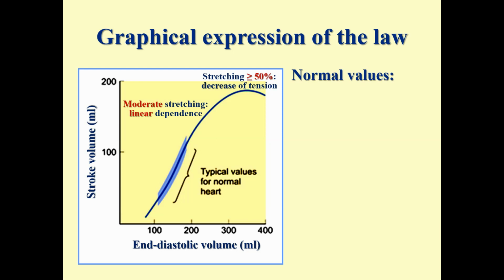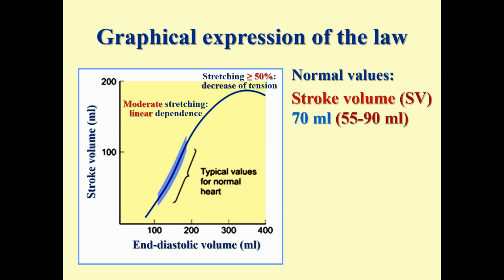But now let's recall main values for the heart. Stroke volume that serves as the index of strength of contraction. Absolute index is stroke volume, which is 70 milliliters on average and may vary from 55 to 90 milliliters normally. Then end-diastolic volume, we didn't mention it before.